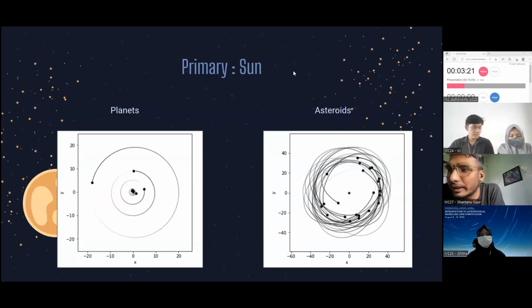So as was the objective of our analysis, we wanted to calculate the orbital parameters and see how the orbits change or evolve with time. So we took the primary as the sun. And over here in the center of the images, on the right, you can also see a star. That is the location of the sun. And on the left, we can see the orbits of planets, which seem to be in the same plane, something that we are already aware of. But if we look at the orbits of asteroids, we can see the chaos that is present in the system. So moving on to the next slide.